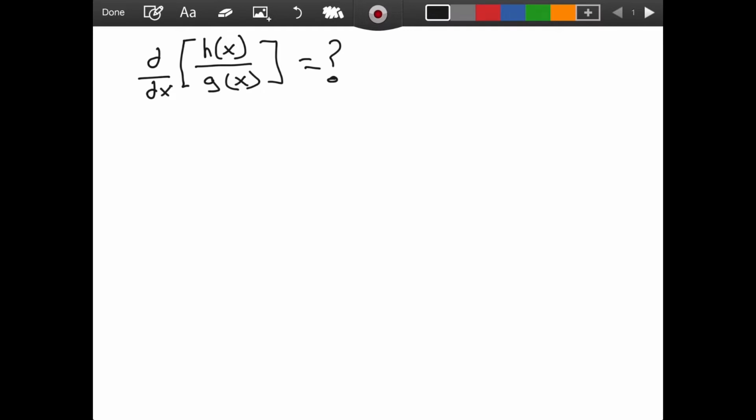We will just take the derivative of h of x, and then take the derivative of g of x. Then we will divide both of them to get the derivative of the quotient. Well, no, we can't do that, and let's see why we can't do that.